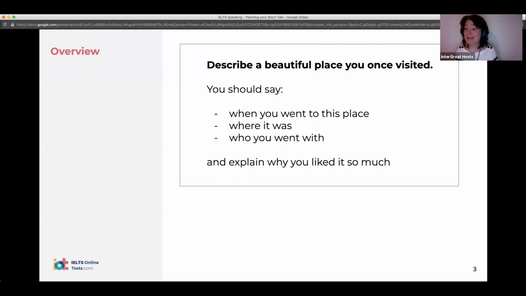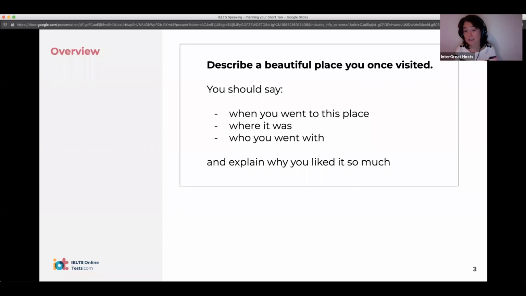Talking about a place is a very common part 2 question. And there's lots of different ways they can ask it, like describe a tourist place in your country, describe a popular place. But you can use the same answer for those different ones. So it's really good to make sure that you have a place you can talk about and that you have a really good range of vocabulary to talk about that place.